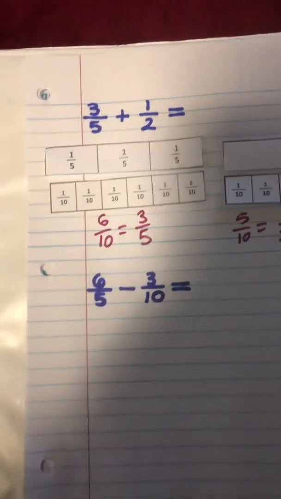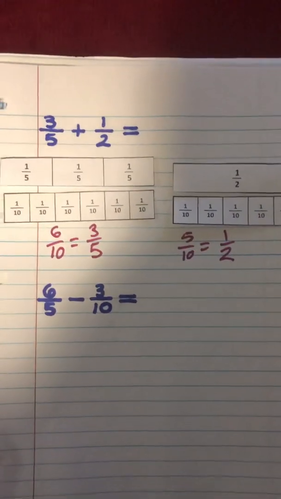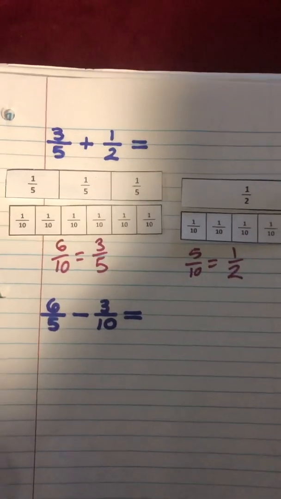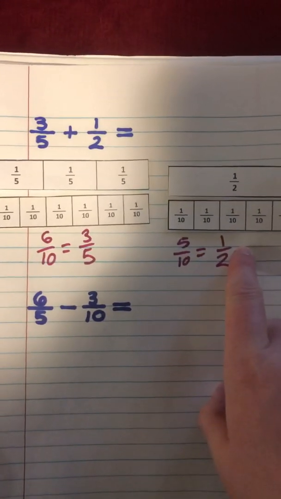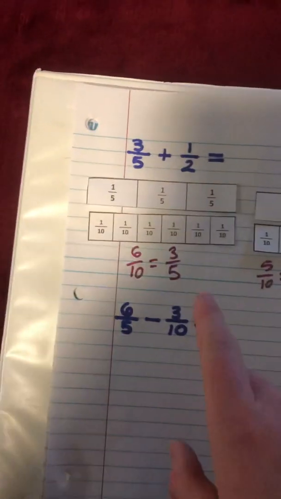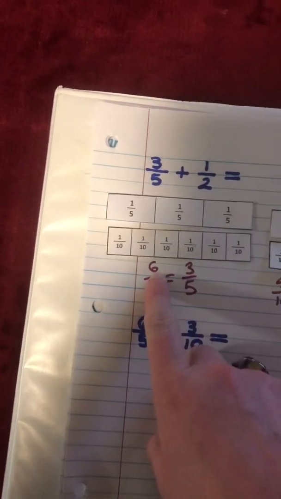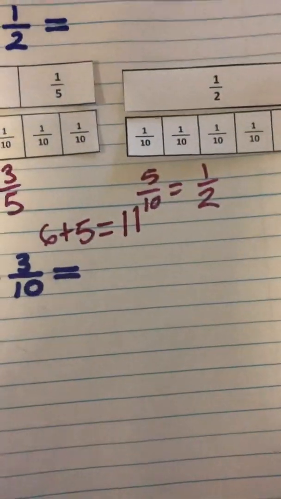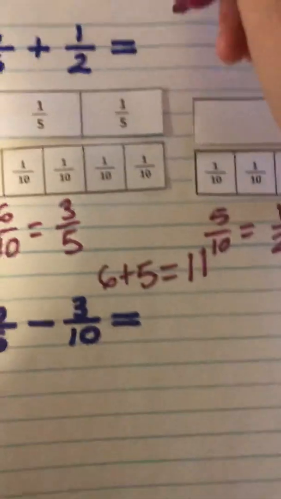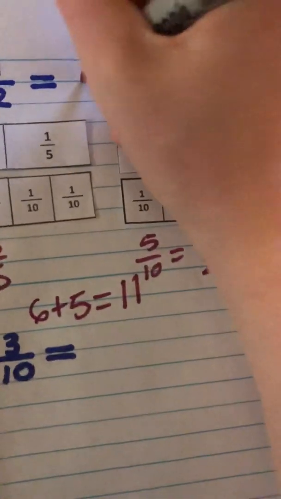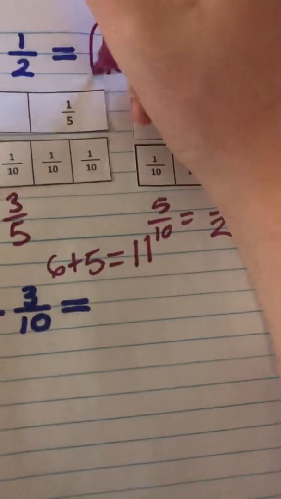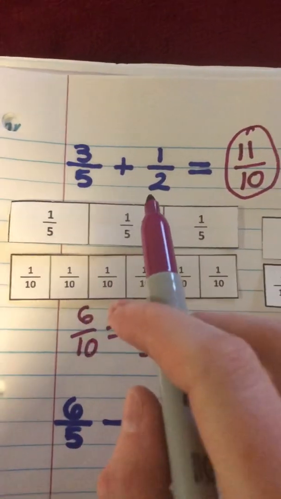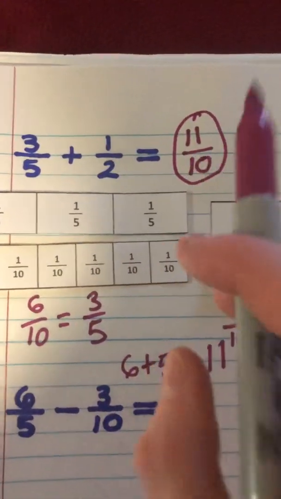Okay, so now that we have our common denominator, all we have to do is figure out what the top number is, which is our numerator. So we're going to take our 6 and add our 5. So we're going to go 6 plus 5, which is equal to 11. So if that's our top number, that must mean that 11 over 10 would be our answer. So 3 over 5 plus 1 over 2 equals 11/10.